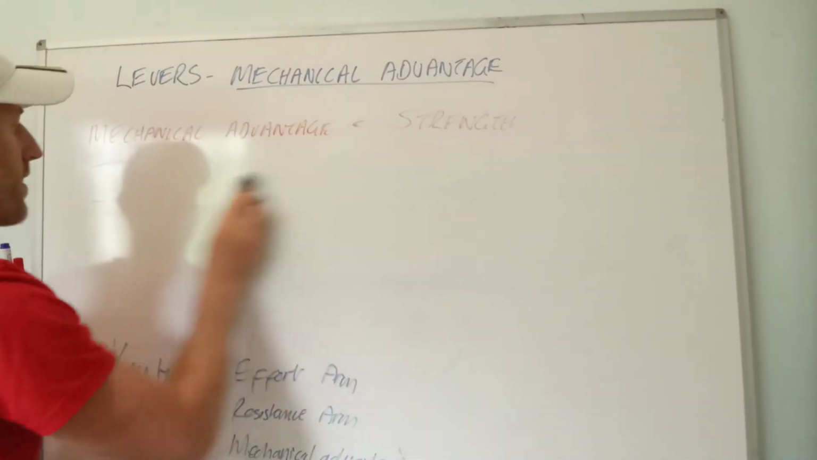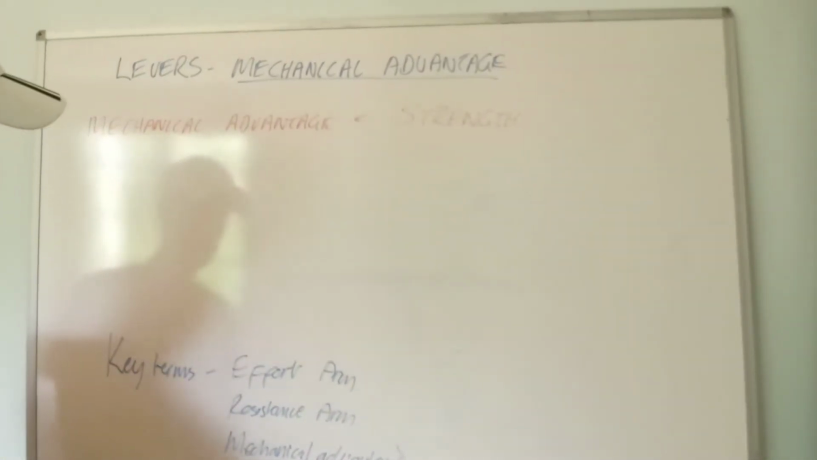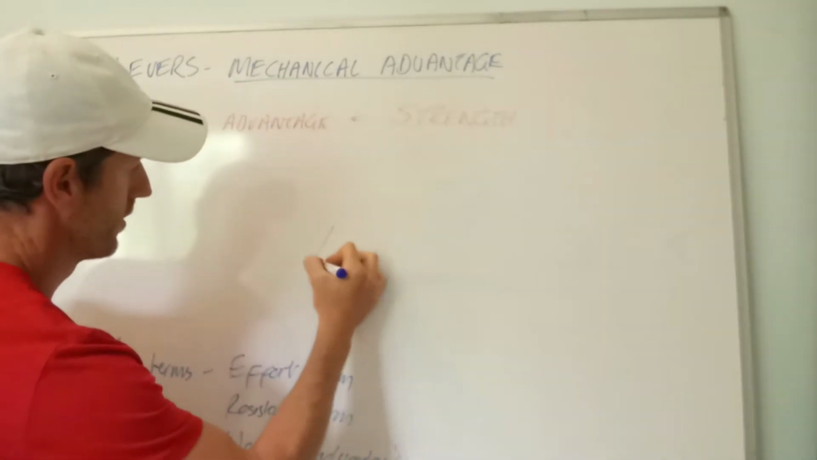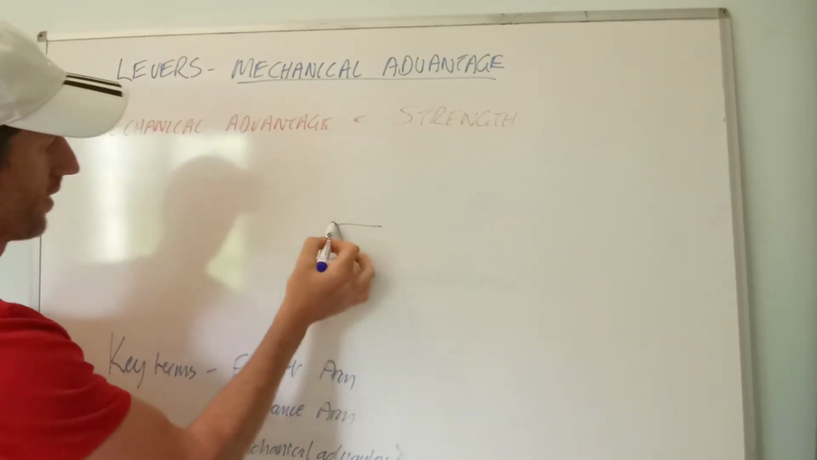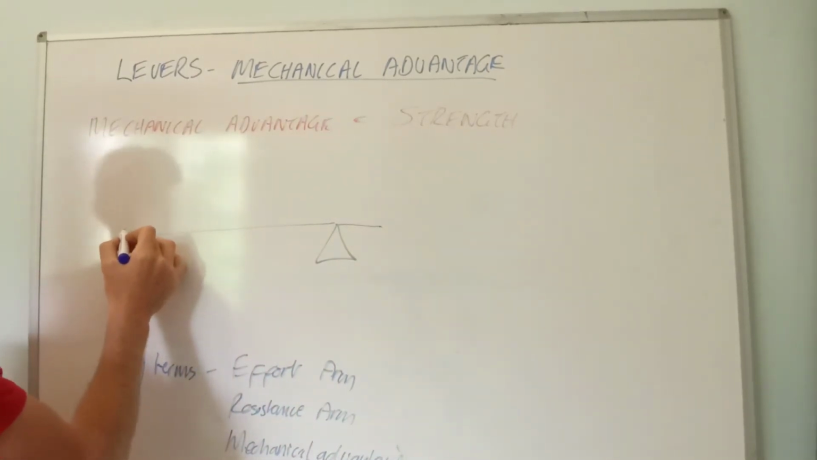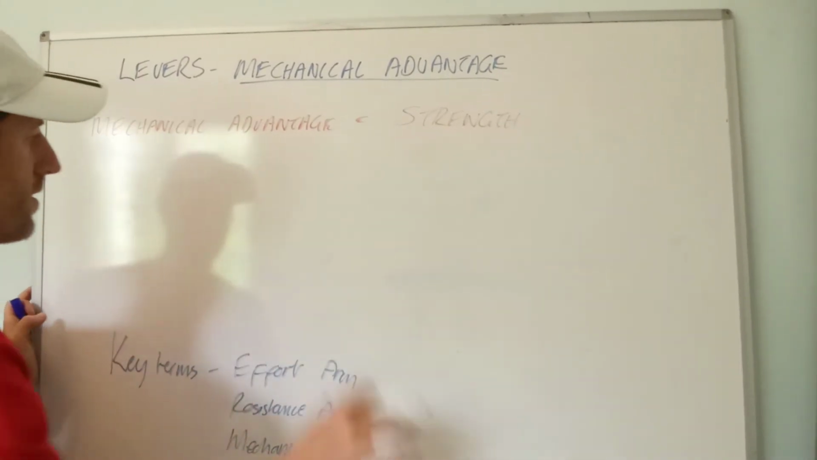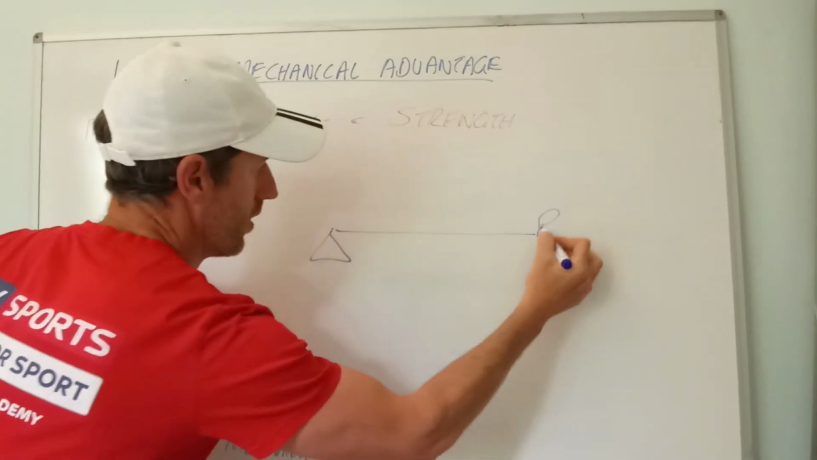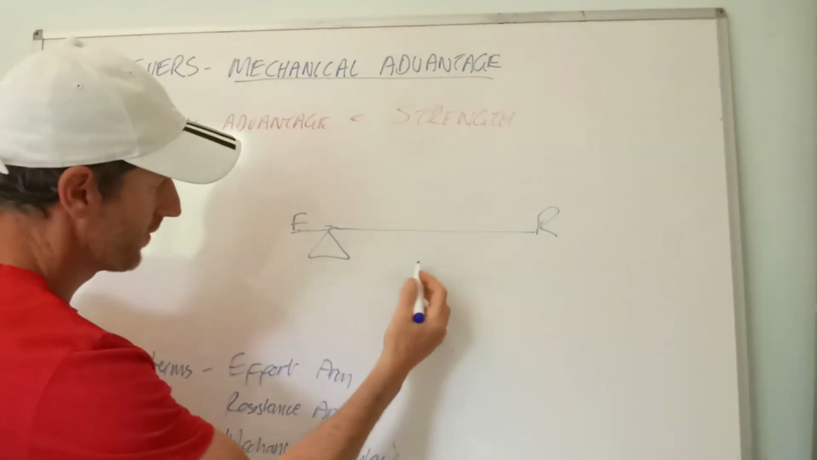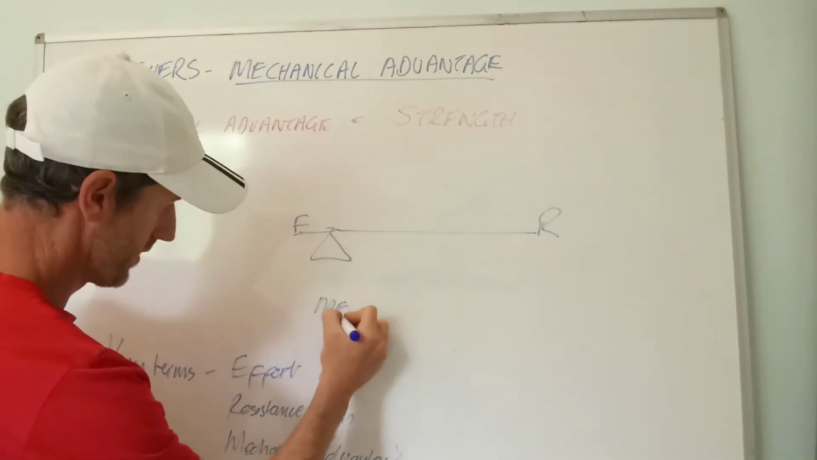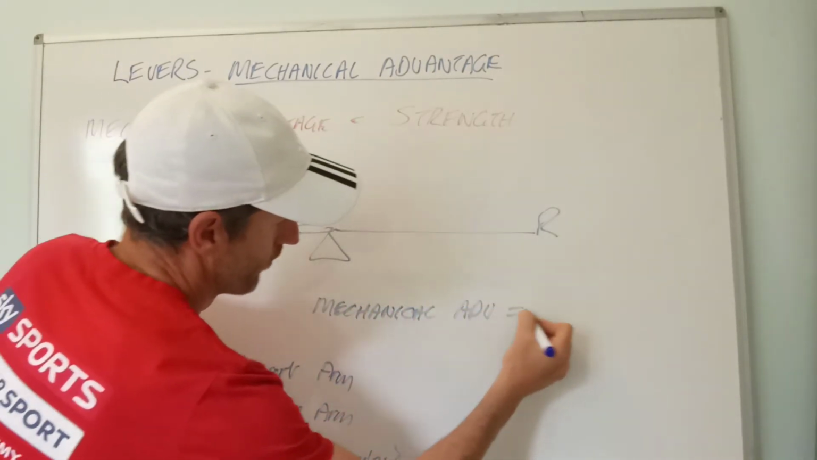If you want a mechanical advantage to give you speed, again, let's think of this. For speed, you want the resistance arm, let's do it the other way around so we keep it all the same. You want the resistance arm a lot longer than the effort arm. That's going to give you the mechanical advantage of speed.